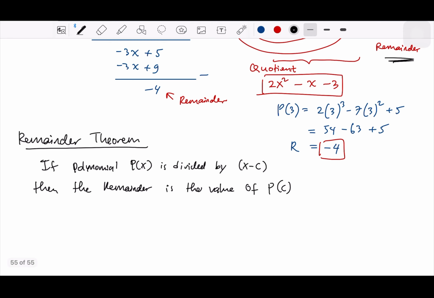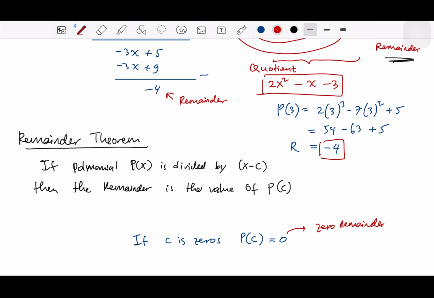And if c is 0, well, it's not the theorem, but let me just write additional information. If c is 0, which means that when P of c becomes 0, it means that this is 0 remainder. So if you have some number here, that is your remainder. But if it becomes 0, it means there is no remainder. So we have completely divided the polynomial by c. Okay, that's the remainder theorem.